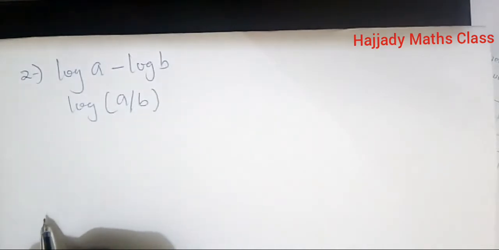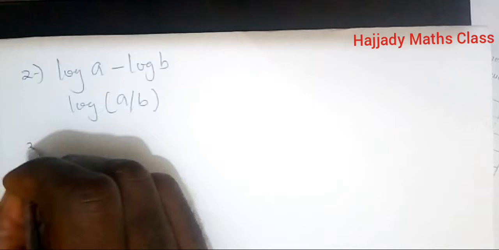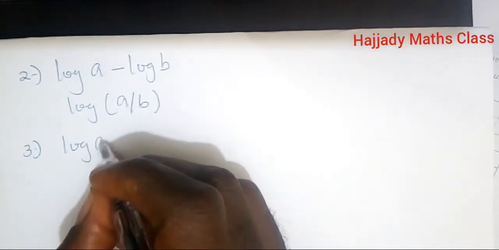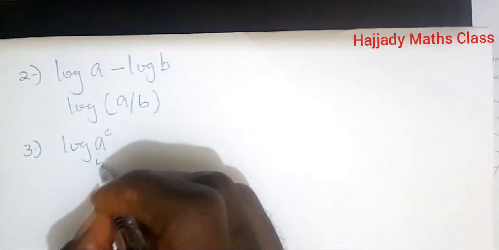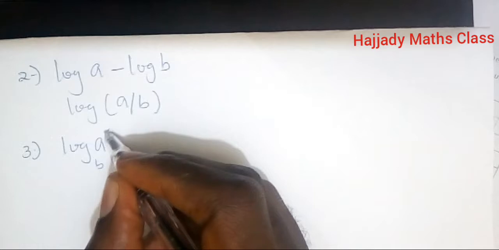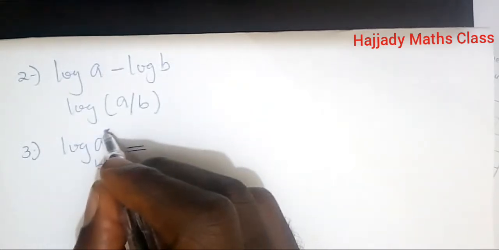In this case, it is the log of the number that is having the exponent. In this case, this is the same as saying the exponent will come to the back here. We have c log a base b. The only thing you just have to do is to bring the exponent to the back.